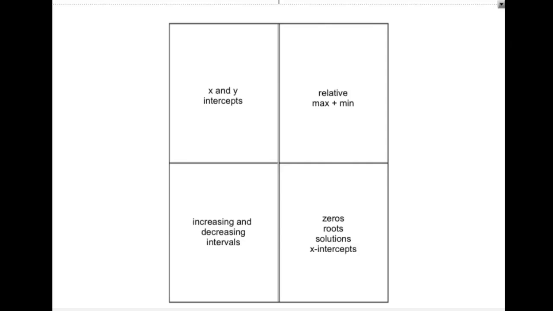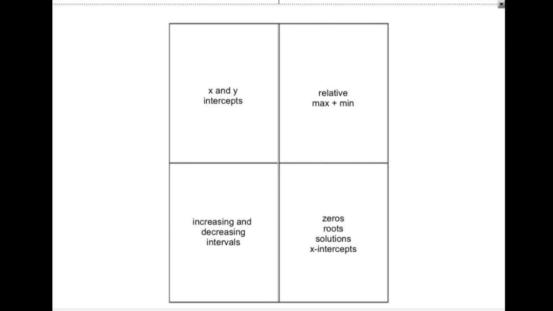So on your outside tabs, you're going to quickly jot down the following categories on your foldables. So the first category is x and y intercepts. The second is increasing and decreasing intervals. The third is relative maximum and minimum. And the fourth is zeros, roots, solutions, and x-intercepts. Those are all the same thing. There's just different words for that concept specifically.